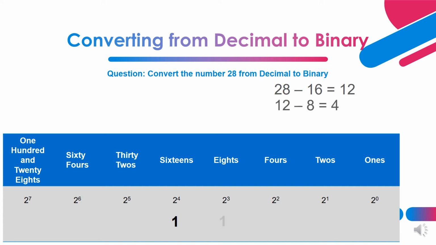We can take 8 away from 12, so again we record a 1 in the column and we're left with 4. We can also take away 4 from 4, so we record a 1 and have 0 remaining. For the remaining columns we can't take away 2 or 1 from 0, so both of these columns record a 0, meaning the number 28 in decimal is the same as 11100 in binary. You'll notice that I haven't recorded the zeros to the left because just like in decimal, leading zeros don't mean anything. But the zeros to the right are significant as they're placeholders, so they must be shown.